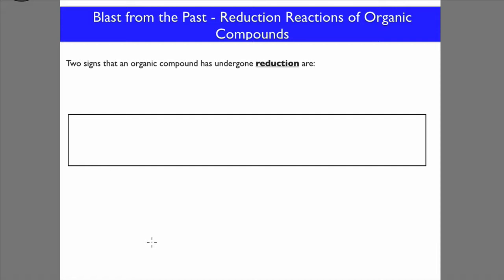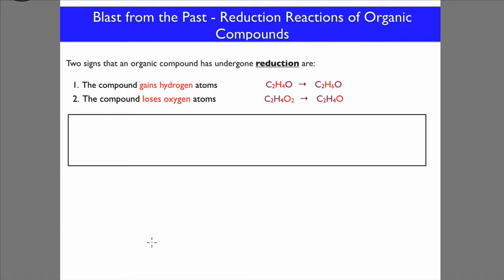Two signs that an organic compound has undergone reduction are: the compound gains hydrogen atoms and the compound loses oxygen atoms. Here you can see this molecule has 4 hydrogen atoms, and then here it's been reduced, and so it has 6 hydrogen atoms. And here we've got 2 oxygen atoms, and after the reaction, only 1 oxygen atom.